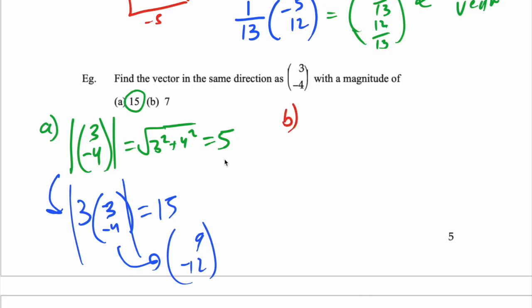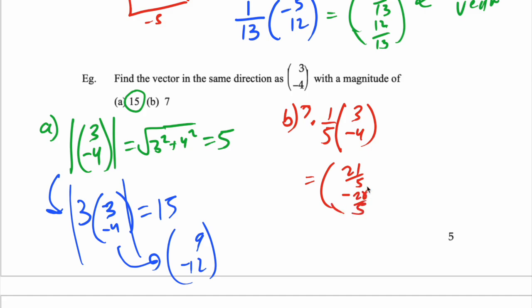Now if we want 7, I guess we can bring this down: multiply this vector by 1/5 to get a unit vector, and then to get 7 we just multiply by 7, right? Or just multiply by 7/5. So that gives us 21/5 and negative 28/5. That gives you a magnitude of 7.